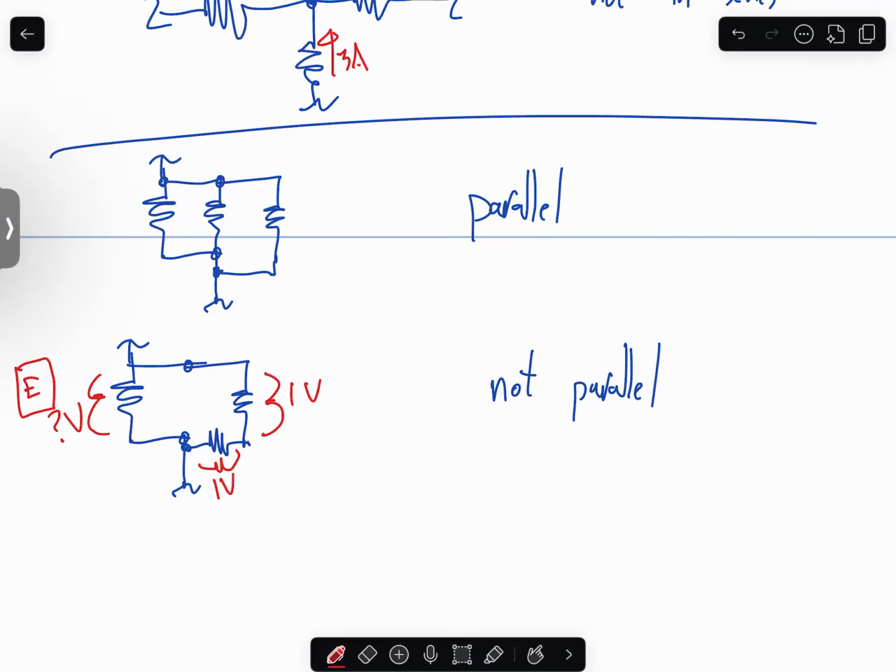Okay, so again, I've got 1 volt and I've got 1 volt. Are these in parallel? No, they're not in parallel because their far sides aren't touching through wire. Far sides have something intervening. Are they in series? Yes, these are in series because they're touching and there's no junction here.